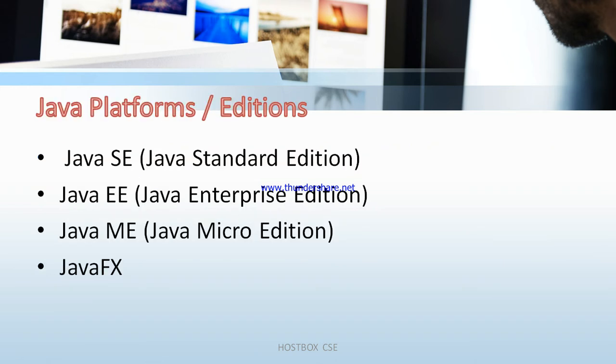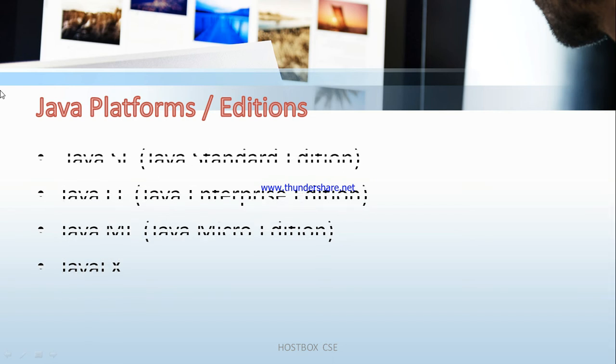Then Java platforms or editions. There are 4 Java platform editions. The first is Java SE, that is Java Standard Edition, the next is Java Enterprise Edition, the next is Java Micro Edition, and the last one is JavaFX. We'll see them one by one.